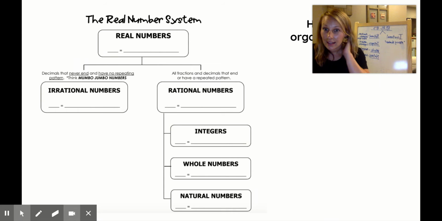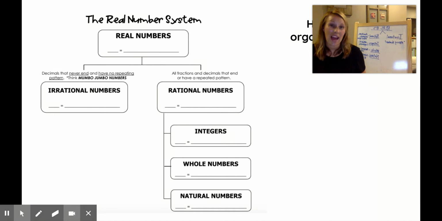And then the other category is called irrational numbers. And irrational numbers are what I classify as messy numbers. And so these are decimals that never end. They have no repeating pattern. They're kind of mumbo jumbo. The most famous irrational number is, anybody want to take a guess? Pi, because pi is a number that goes on and on and on forever.